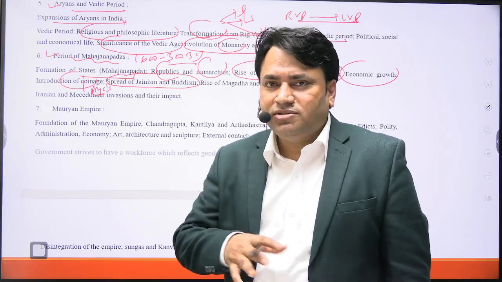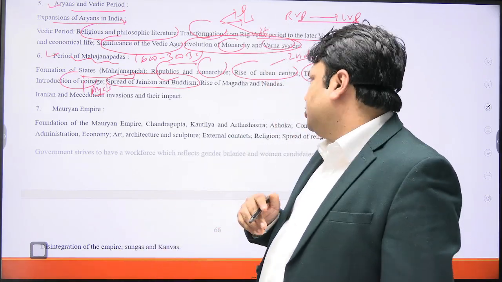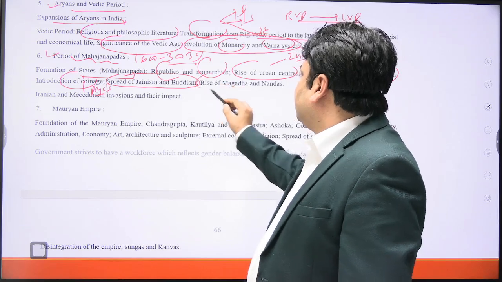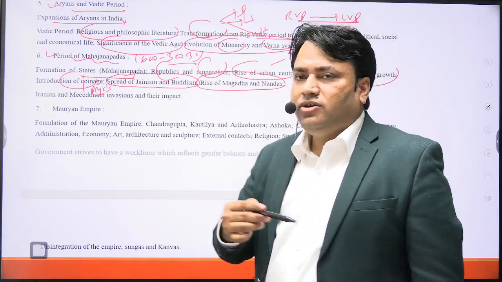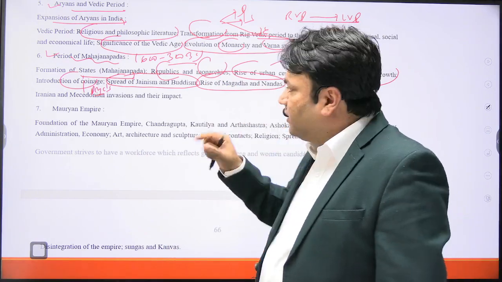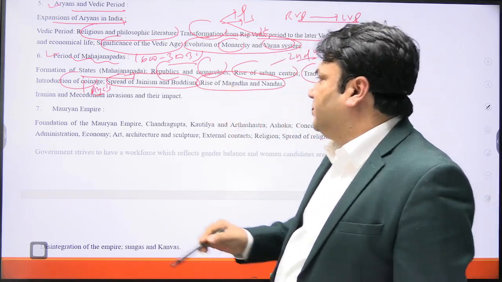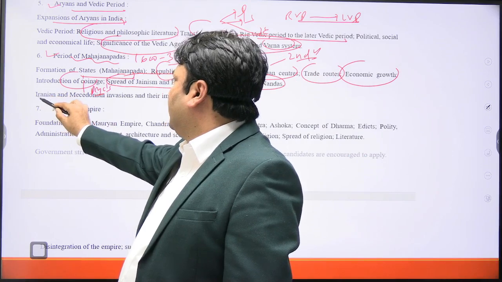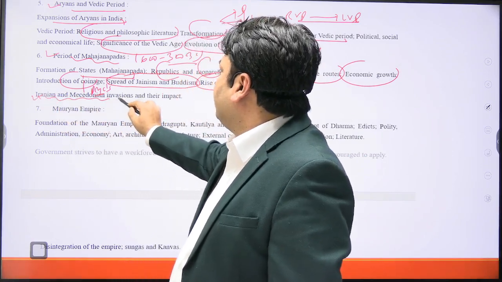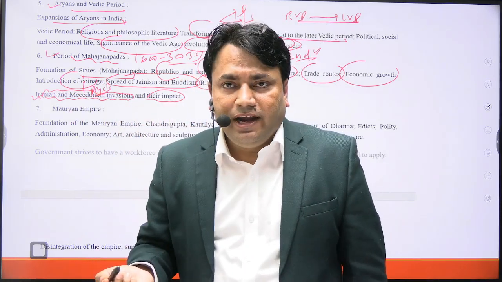Gender perspectives and a few other areas are also there, which we need to cover in the optional paper. And after this, we need to read this topic, that is rise of Magadha and Nandas. Okay, so this is the next chapter. Now in 600-300 BC period, there is another chapter that is given here, and that is Iranian and Macedonian invasions and their impact on India.